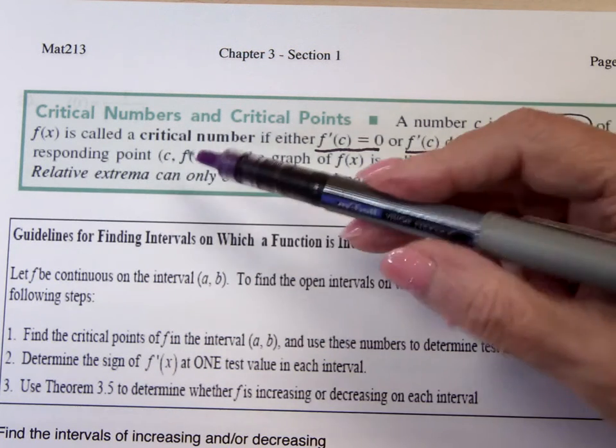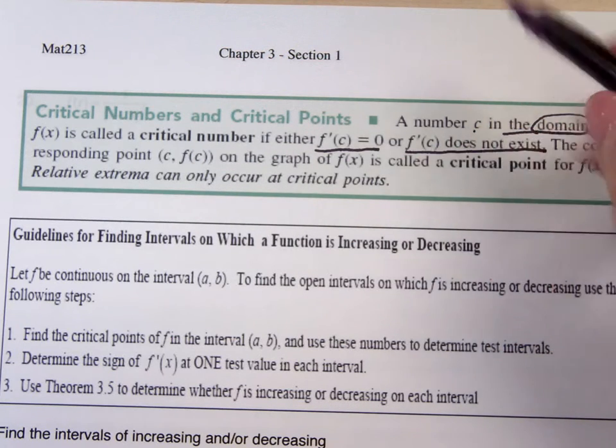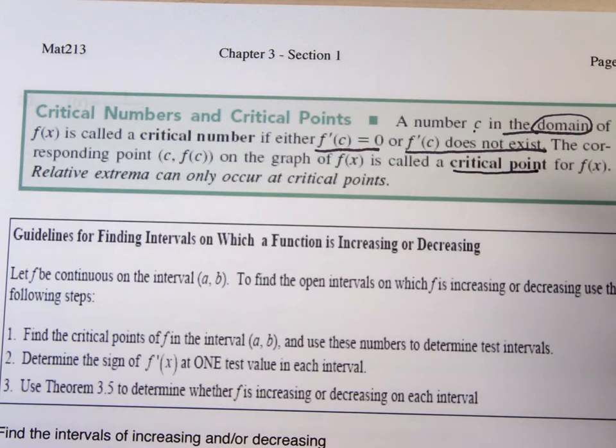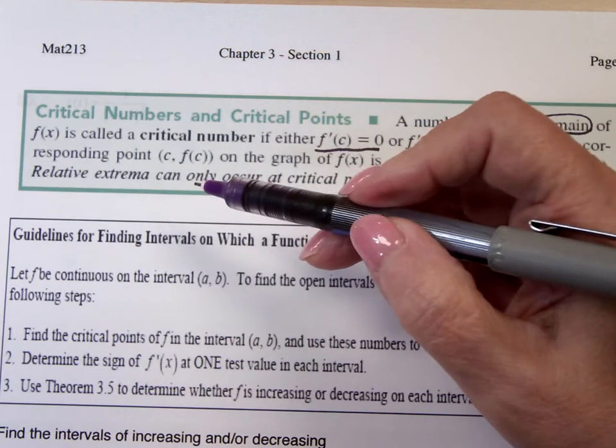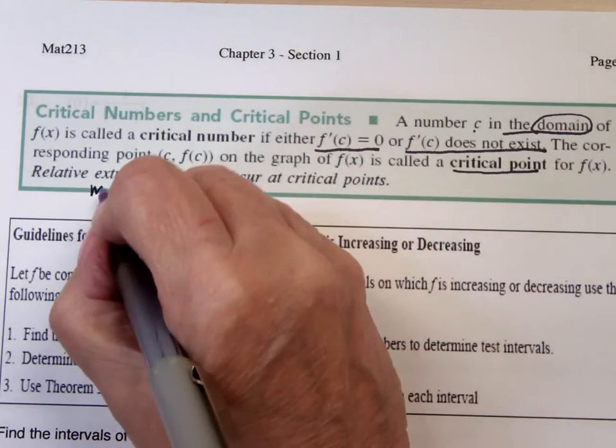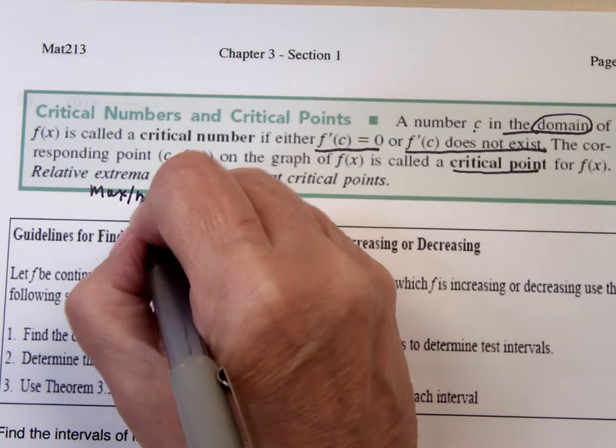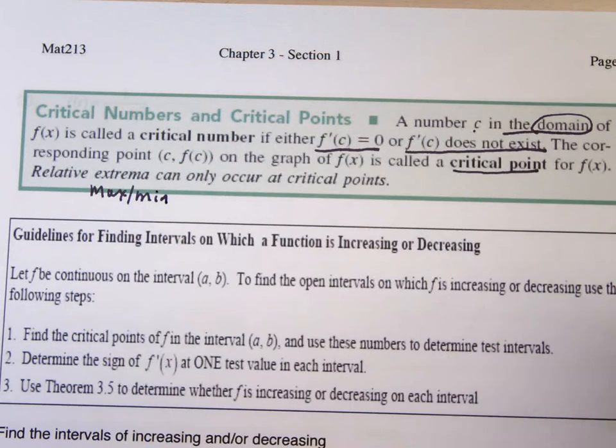The corresponding point, c, f of c, on the graph is called a critical point for f of x. Relative extrema, max, min? That's what they mean by extrema, can only occur at critical points.